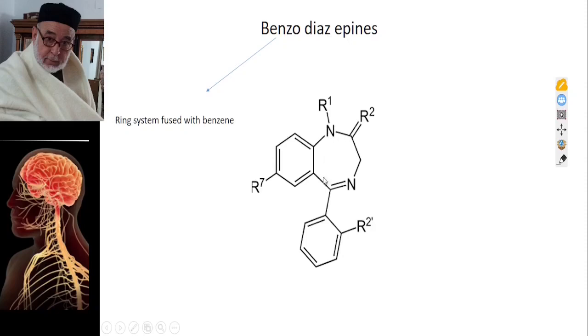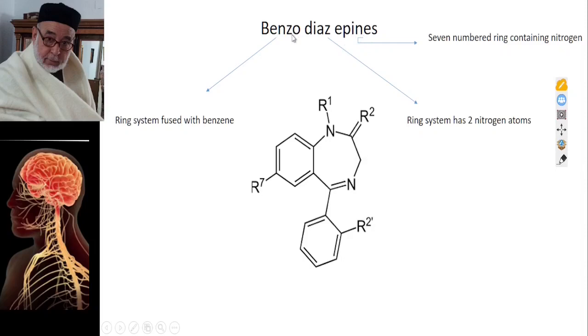Diaz means the ring system has 2 nitrogen atoms. Epine indicates a 7-membered ring. This is the 7-membered ring containing 2 nitrogens. Okay? And this is where the name comes from, benzodiazepines.